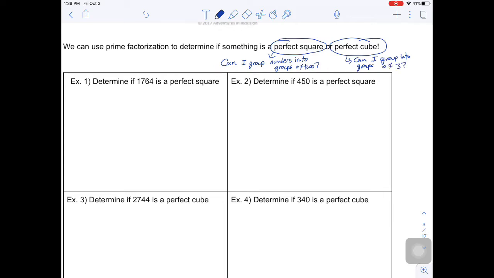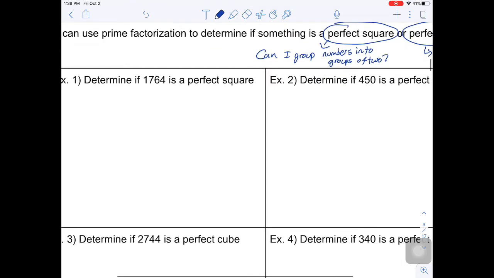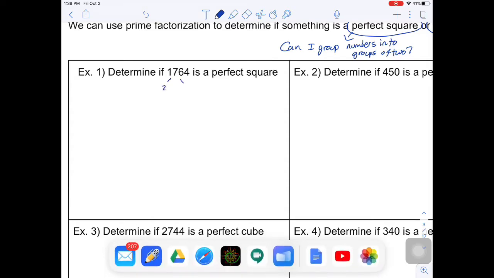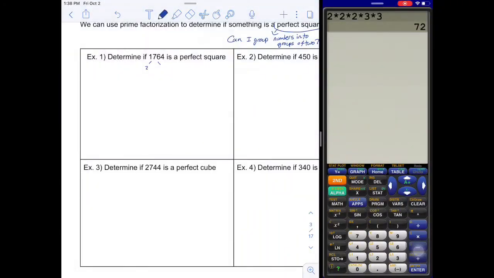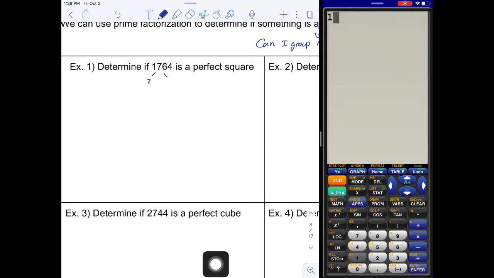Okay, so let's test how to do this. Determine if 1764 is a perfect square. The first thing you're going to do is prime factorize. I'm going to start prime factorizing this by dividing by 2. 1764 divided by 2 gives me 882. I can divide that by 2, and that gives me 441.